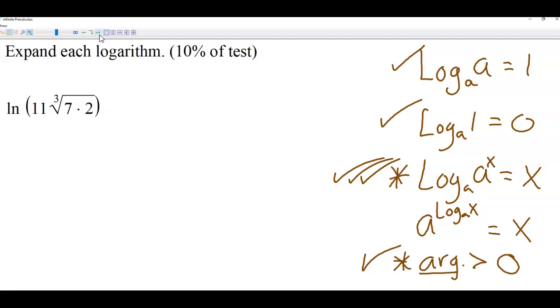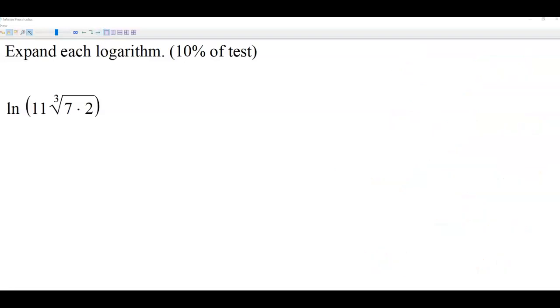All right, so that was the end of that section. Now we'll move on to another section on your test, and this is likewise 10% of your grade. You're going to be given a logarithmic expression, and your job is going to be to expand it. The properties that we're going to use for that would be the following.